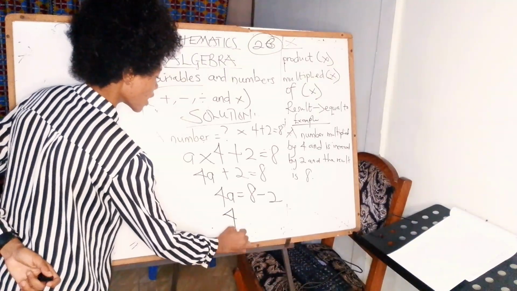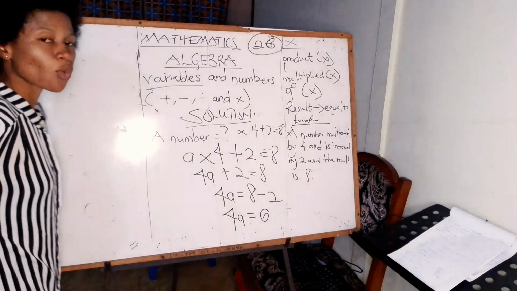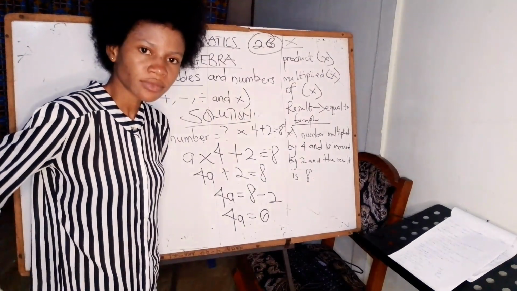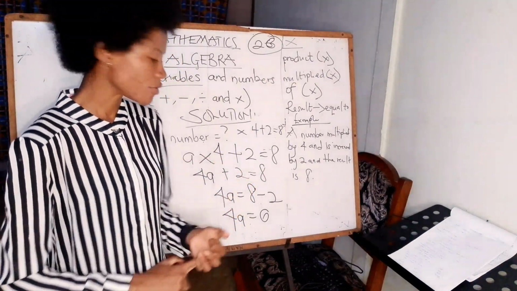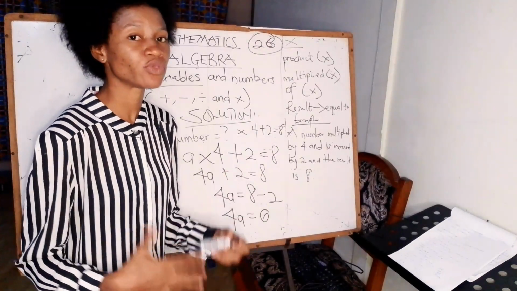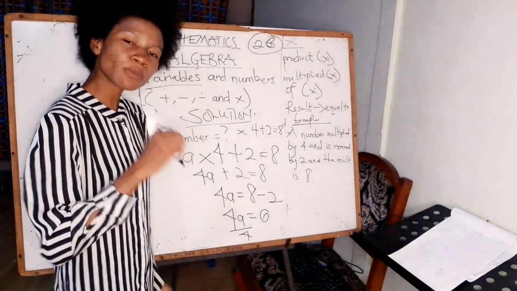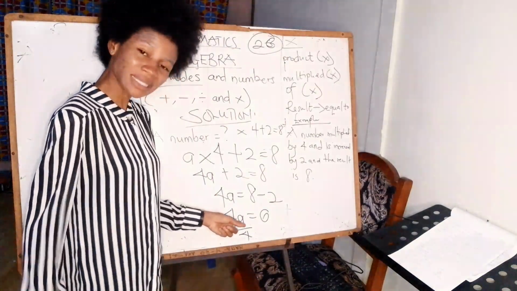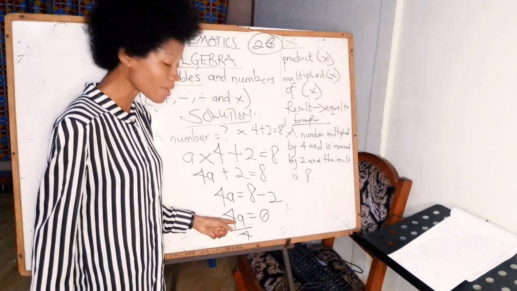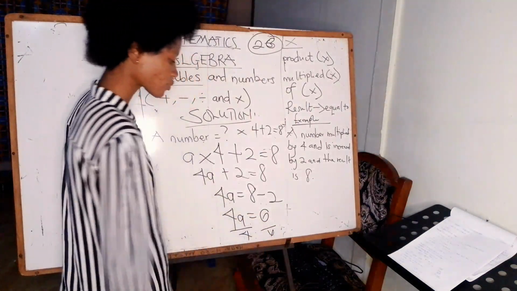Now 4A is equal to what? 6. When you have an equal sign, a number and a variable, and we want the variable to stand alone, what do we do? We divide both sides. So you divide both sides by what? You divide both sides by the number attached to the variable. So the number attached to this variable is what? 4. So you divide both sides by 4.